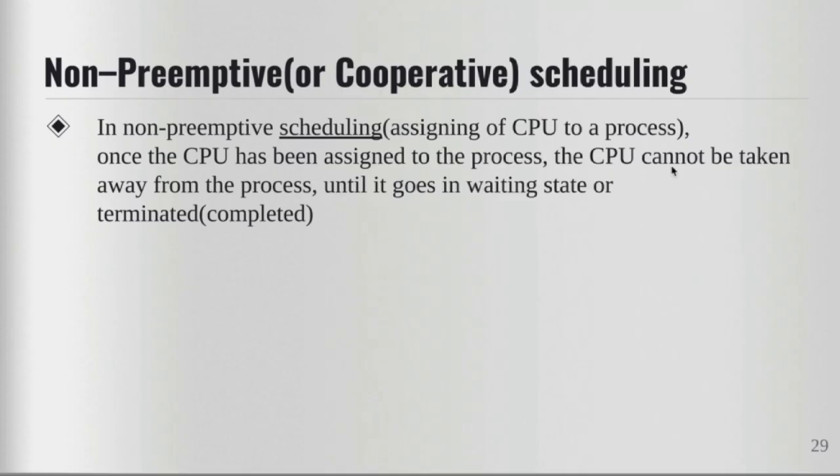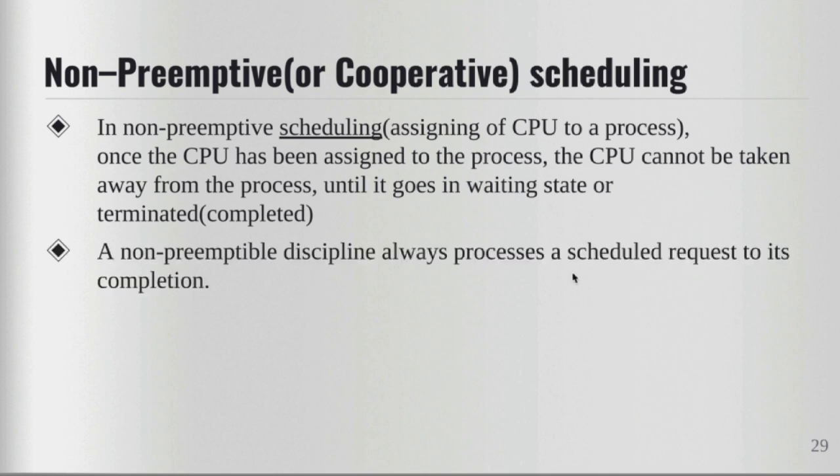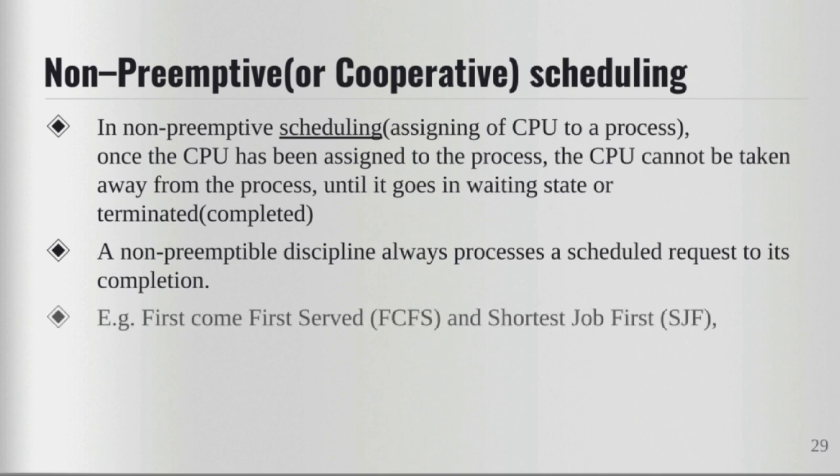So in non-preemptive scheduling, once the CPU has been assigned to the process, the CPU cannot be taken away from the process until it goes into the waiting state or it's been terminated. A non-preemptive discipline always processes a scheduled request to its completion. Examples: first come, first serve and shortest job first scheduling algorithms. And in the next video, we're going to start discussing these algorithms.